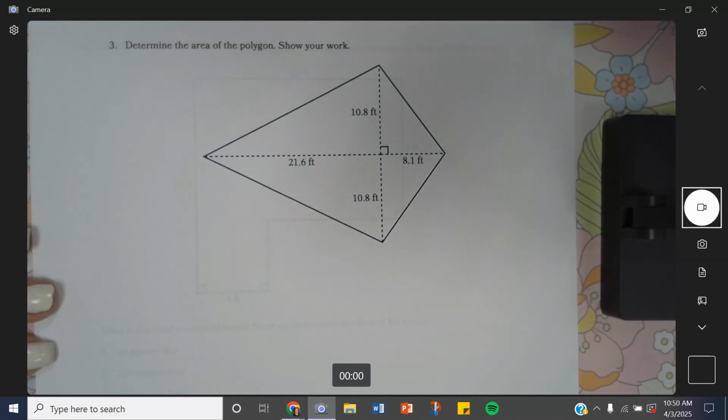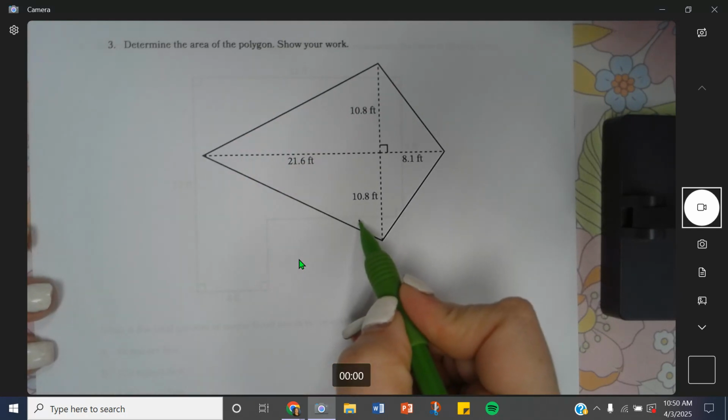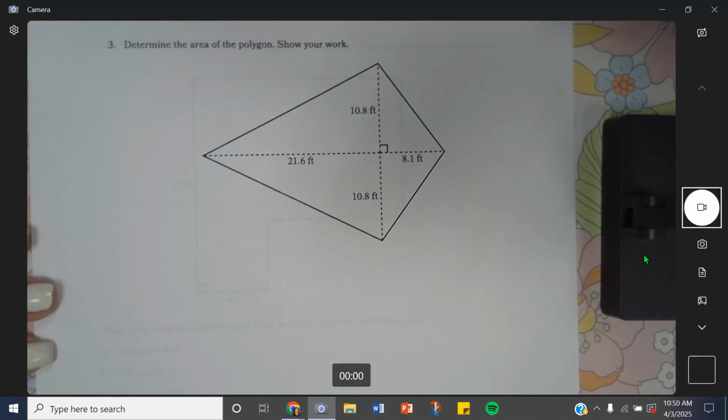So from here, what we need to do is we're going to actually view this as, what are we doing here? We're doing 10.8 is the height. Okay, we're going to take this polygon and we're going to view it as 2 triangles.